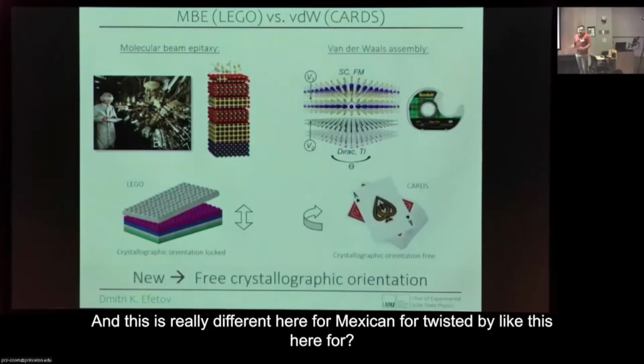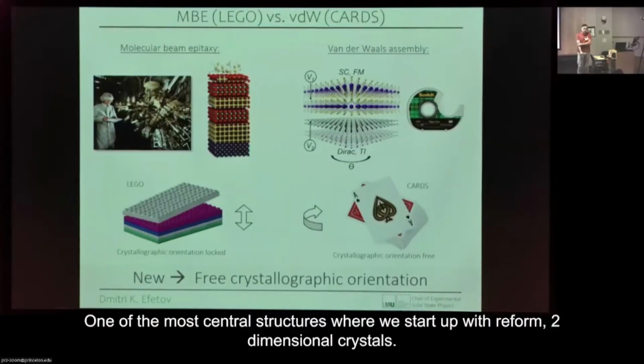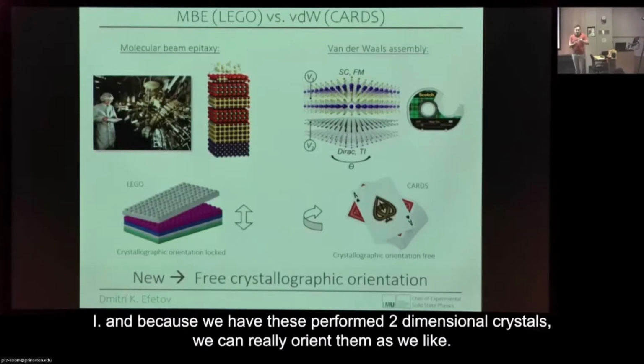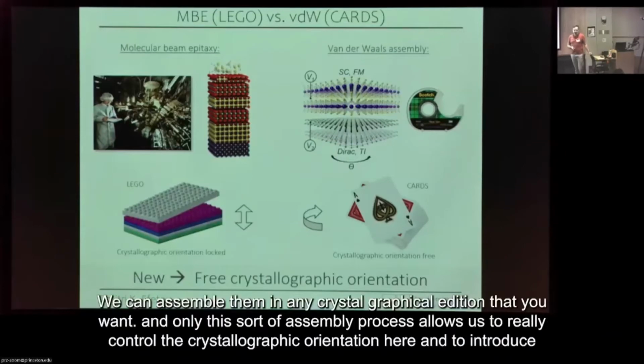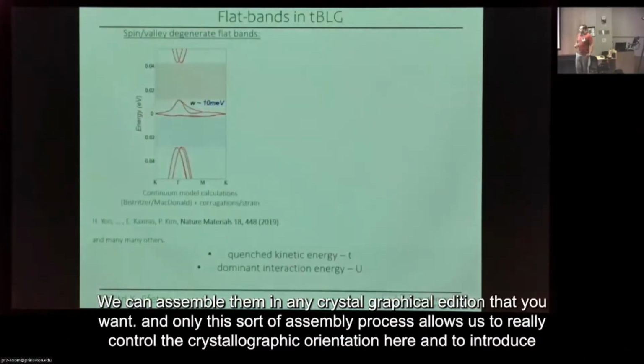And this is really different for twisted bilayer graphene and for van der Waals heterostructures, where we start with preformed two-dimensional crystals. And because we have these preformed two-dimensional crystals, we can orient them as we like. We can assemble them in any crystallographic orientation that we want. And only this sort of assembly process allows us to control the crystallographic orientation and to induce Moiré superlattices.